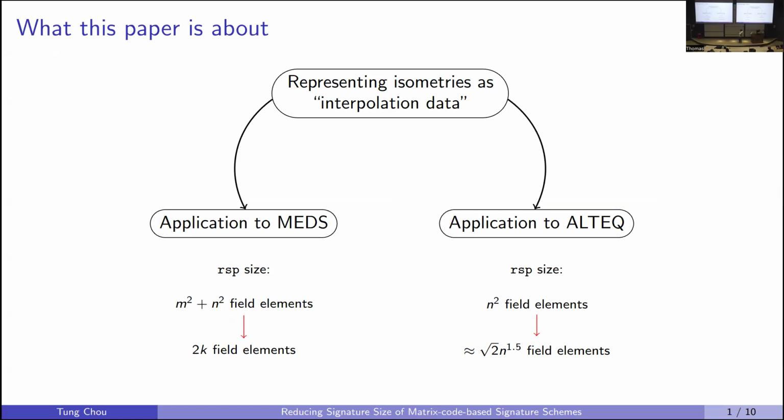Okay, so let me start with what this paper is actually about. Everything comes from this very simple idea of representing asymmetries as interpolation data. With this simple idea, we apply it to MEDS and LESS, these two code-based signature schemes, and we are able to reduce the response size by a large factor. As a result, the signature size is also reduced by a large factor.